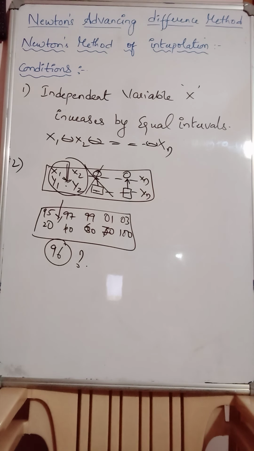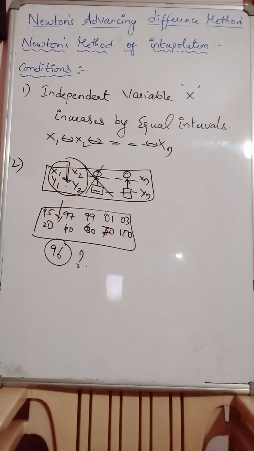So what are the two conditions to be applied for Newton's advancing method? First condition is the independent variable x increases by equal intervals, nothing but a common difference among the x independent variables. And the second condition is, like a binomial expansion method, the value which is to be interpolated need not be one of the values of x. It may be in between, right?